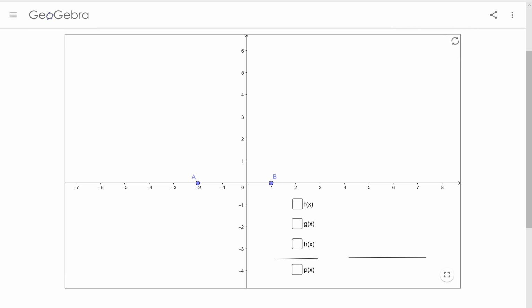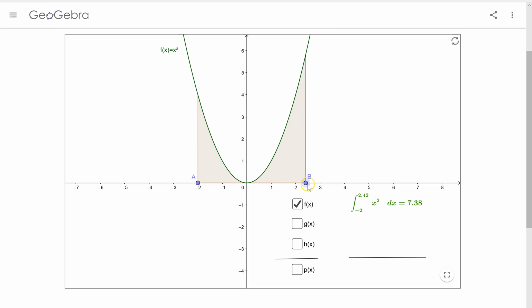While we're on GeoGebra, we will just have a look at a couple of the other properties and then go back to our notes. So this particular property is about the sum of definite integrals. So here I'm going to say that we've got this curve, so it's x squared, and I'm going to integrate it from minus 2 to 2. So the result of that integral is 4.98.